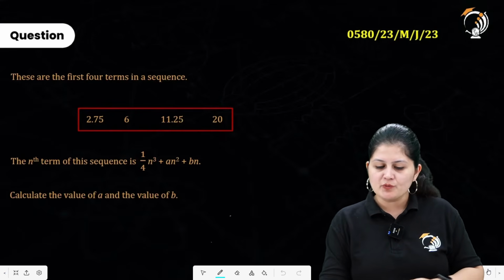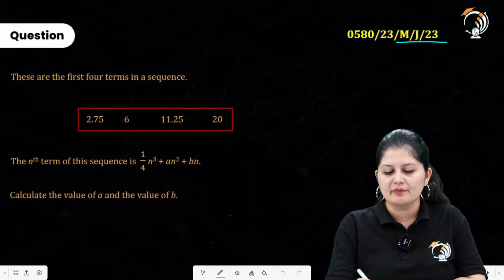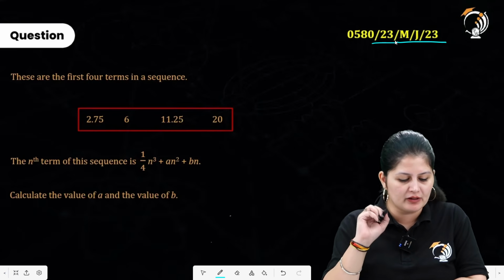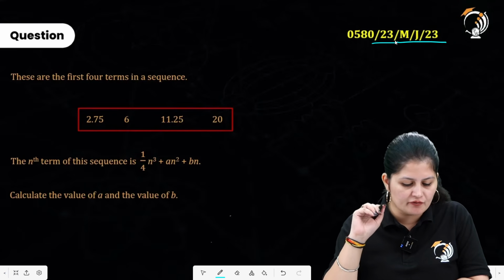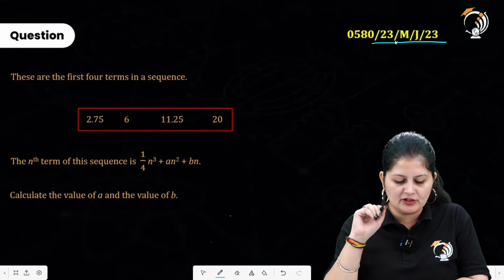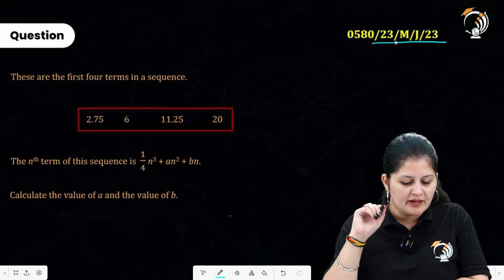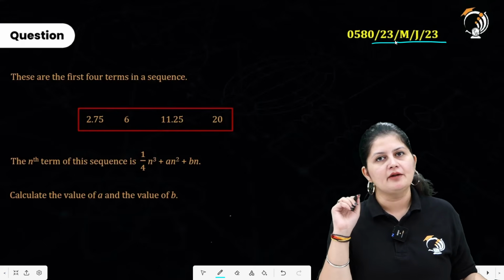Moving to the next question, which is again a previous year question from the paper of May-June 23 from the variant 2-3. These are the first 4 terms of a sequence. The nth term of the sequence is 1 over 4 n cube plus a n square plus bn. Calculate the value of a and b here.